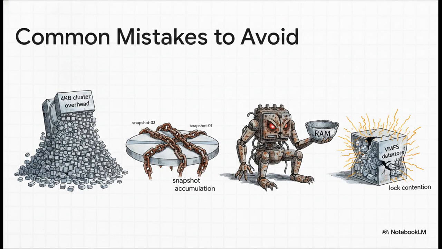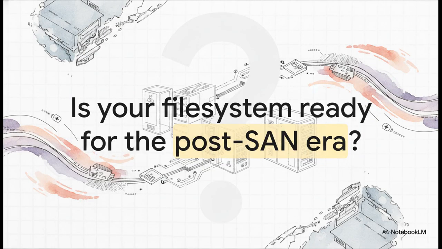Before we wrap up, we absolutely have to highlight some highly destructive operational pitfalls. Listen closely to these. First, do not format an NTFS volume for VMs with a 4 KB cluster size. You will completely drown in metadata overhead. Next, never let VMFS snapshot chains accumulate, or you'll destroy your I/O performance. Third, do not enable ZFS deduplication unless you have massive amounts of RAM. And finally, avoid VMFS overpopulation. Cramming hundreds of VMs onto a single data store will cause severe metadata lock contention. Just don't do it.